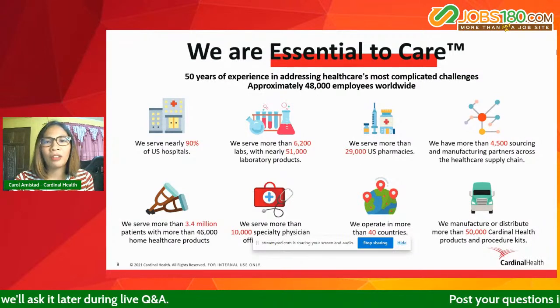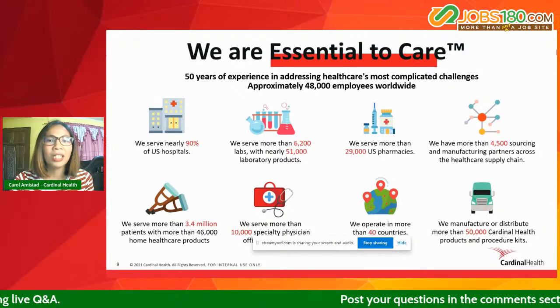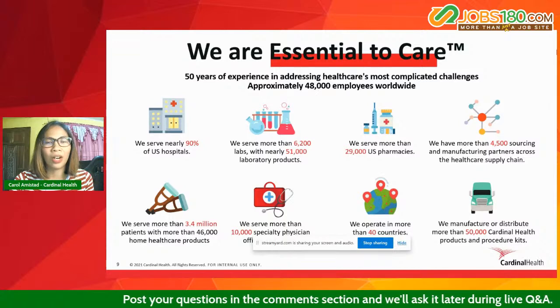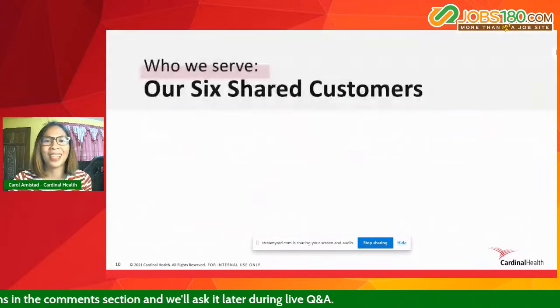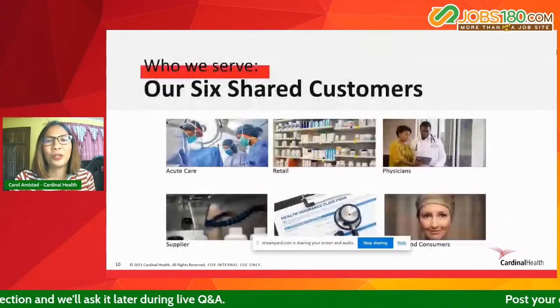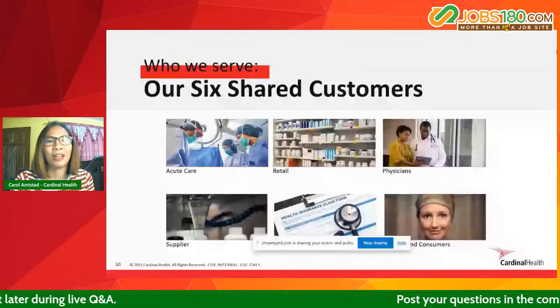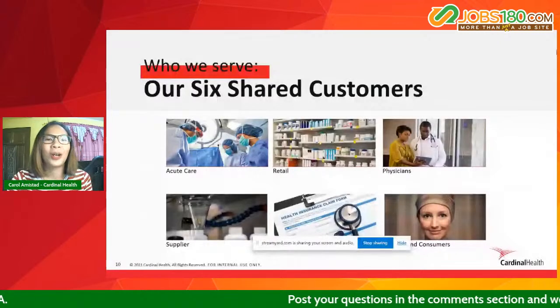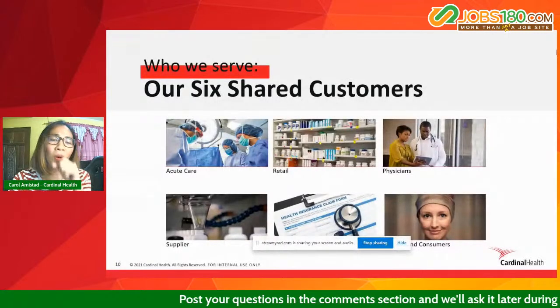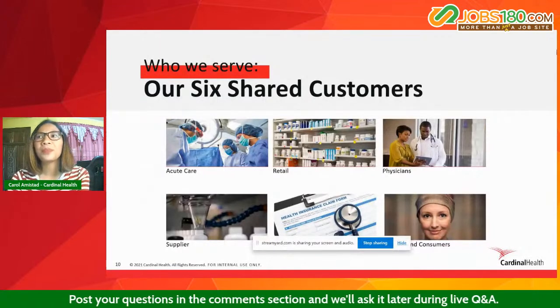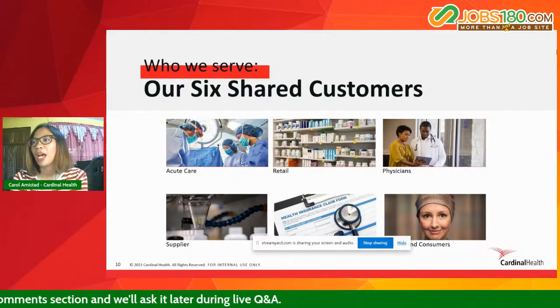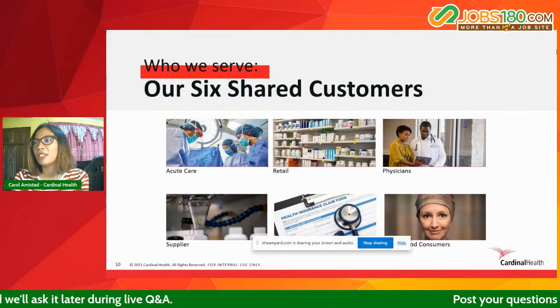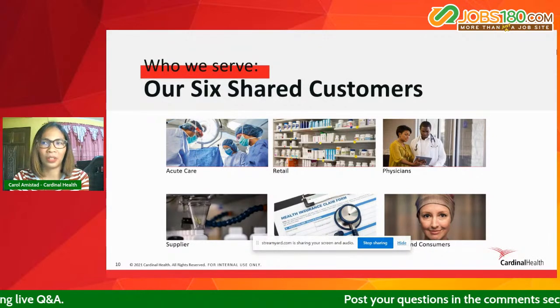We also operate in more than 40 countries, and we manufacture or distribute more than 50,000 Cardinal Health product and procedure kits. Sobrang daming facts and figures, 'di ba, but I hope that gives you an understanding of how big Cardinal Health is. So, who are the customers of Cardinal Health? We have acute care, retail, physician, supplier, payers, and of course, our consumers.